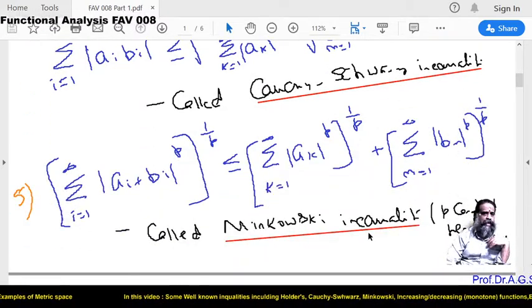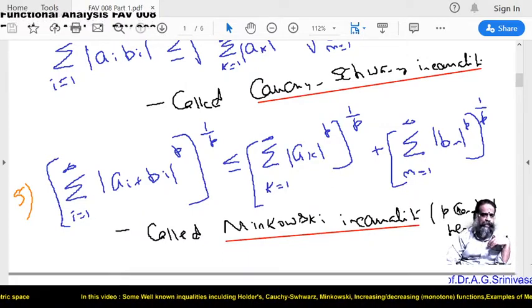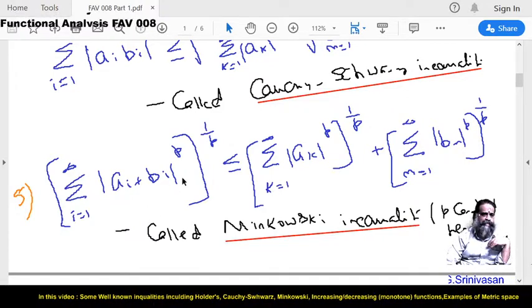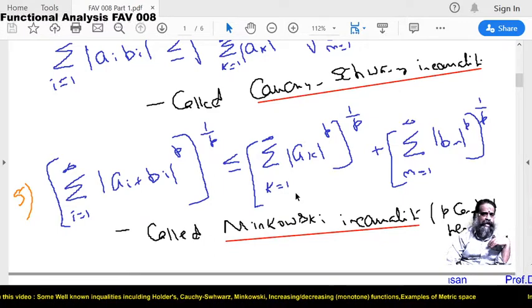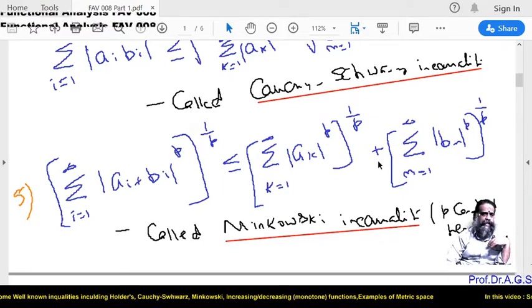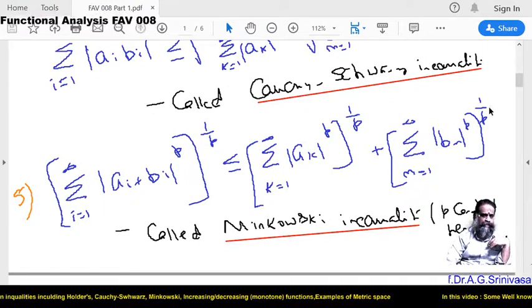The third inequality, fifth inequality, is Minkowski's inequality. Sigma I equal to 1 to infinity AI plus BI the whole power P, whole power 1 by P, is less than or equal to sigma K equal to 1 to infinity AK power P, whole power 1 by P, plus sigma M equal to 1 to infinity BM power P, whole power 1 by P.